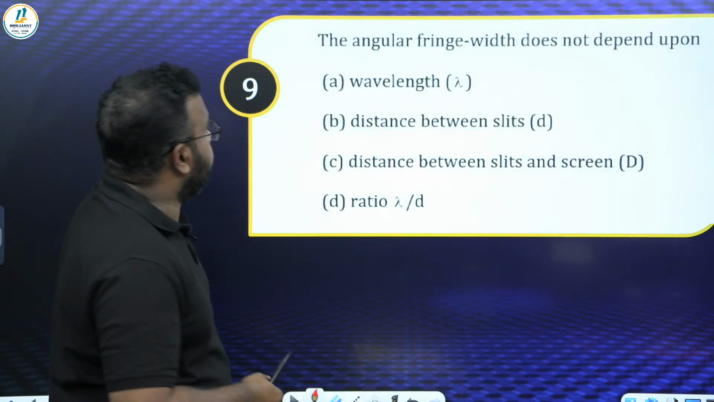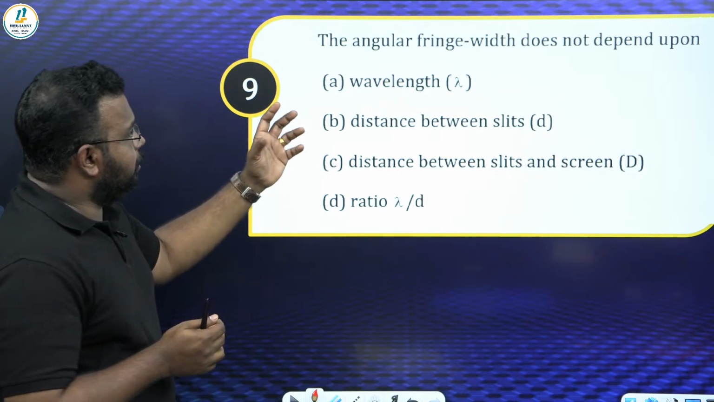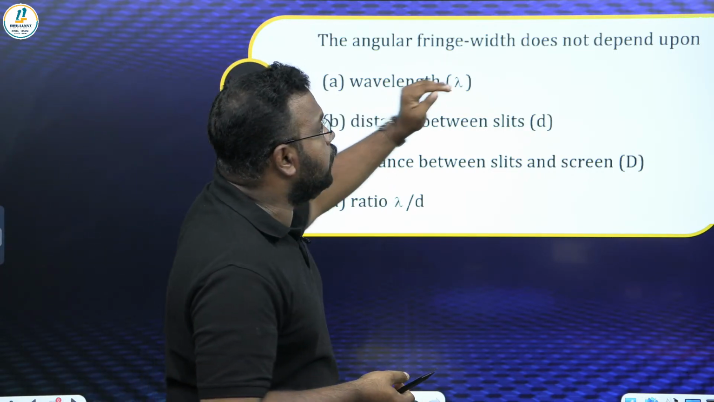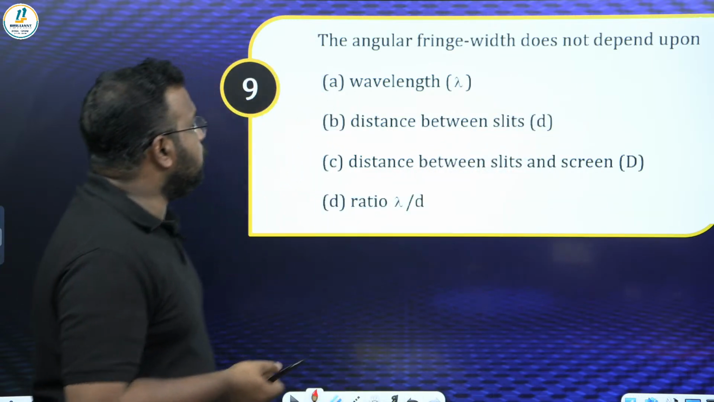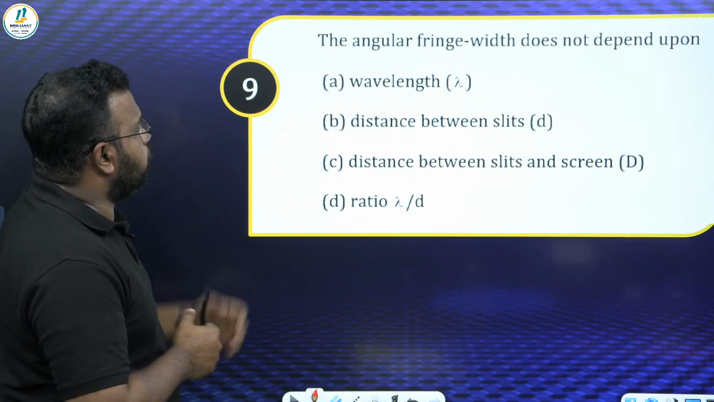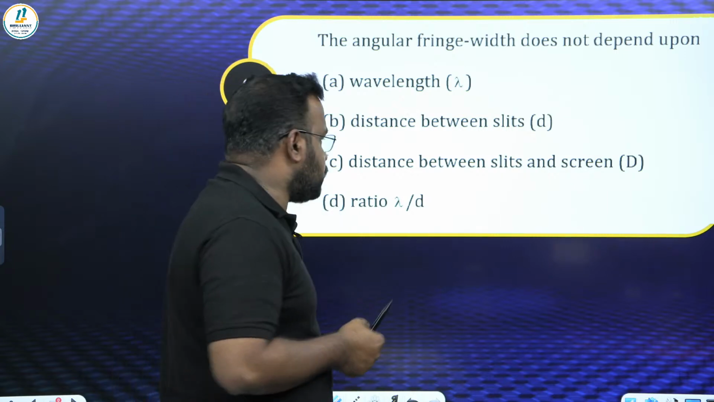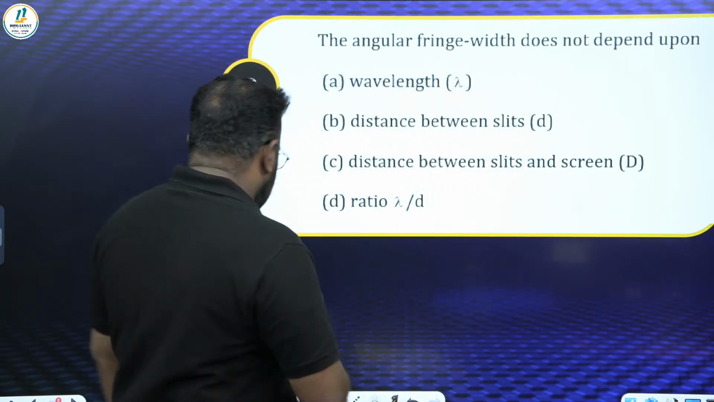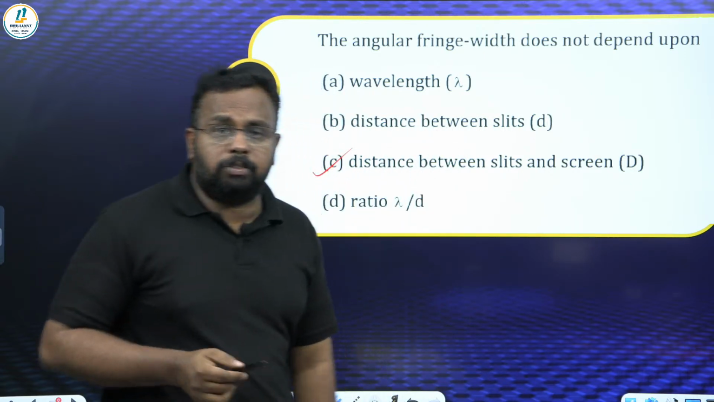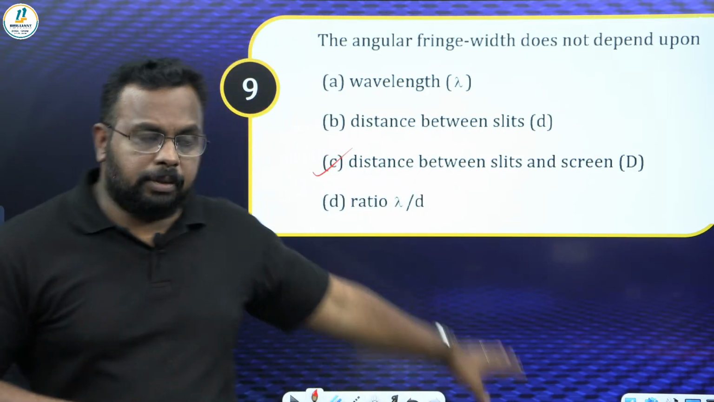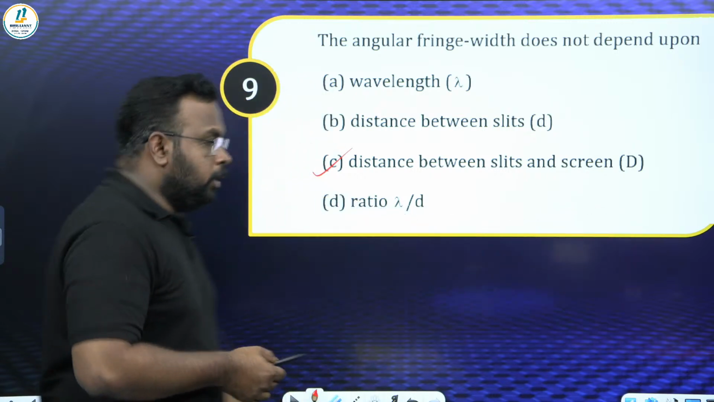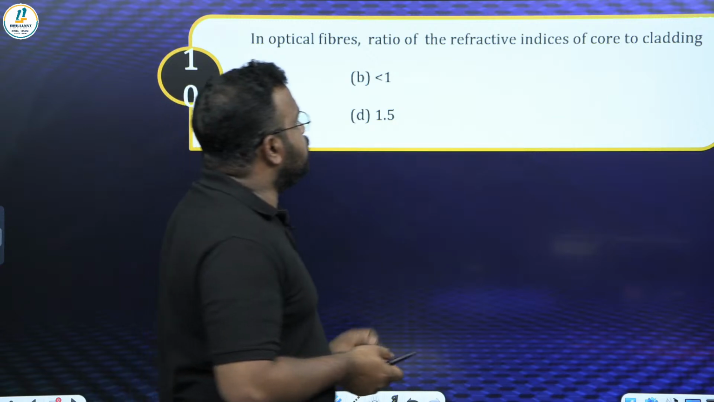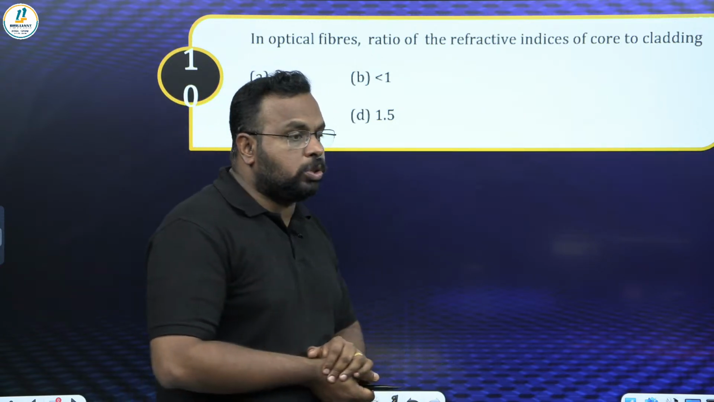Number 9. The same topic I discussed: the angular fringe width does not depend upon which of these: wavelength, the distance between the slit and the screen, or the ratio lambda by d? Yes, it's option C, right? Very good. It is independent of the distance between the slit and the screen. Yes or no? Yeah, correct. Going to the next question, question number 10. In optical fibers, the ratio of the refractive indices of core to cladding.